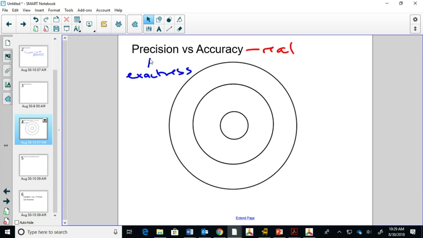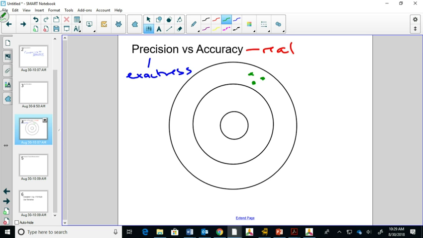So, if I shoot a bunch of arrows and they're right here, boom, boom, boom, make them bigger so you can actually see them. What would you say about my level of precision? I'm pretty precise, right? I mean, those arrows are all grouped in a very small area, right? What would you say about my accuracy? Well, I'm hitting the target. It's harder than you think, right?